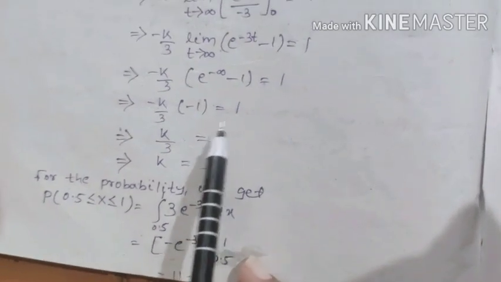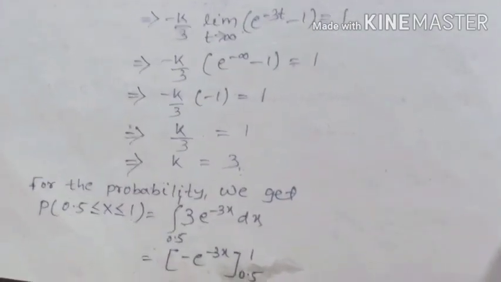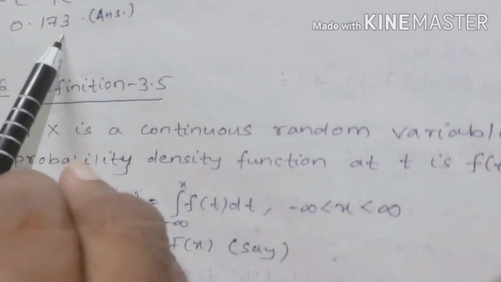We know that for a continuous random variable, the integration must be 1. Therefore, we have to find k. And after k, we have to find the integration of 3 times e to the power minus 3x dx from 0.5 to 1, because the probability is for 0.5 to 1. And after that, 0.173.